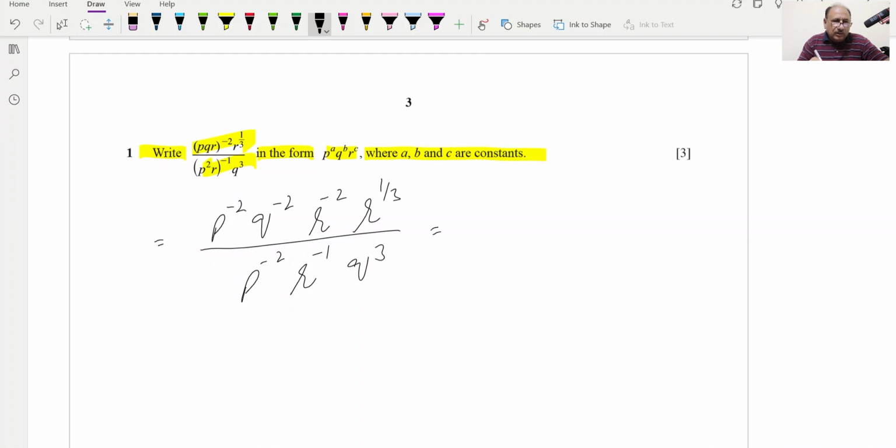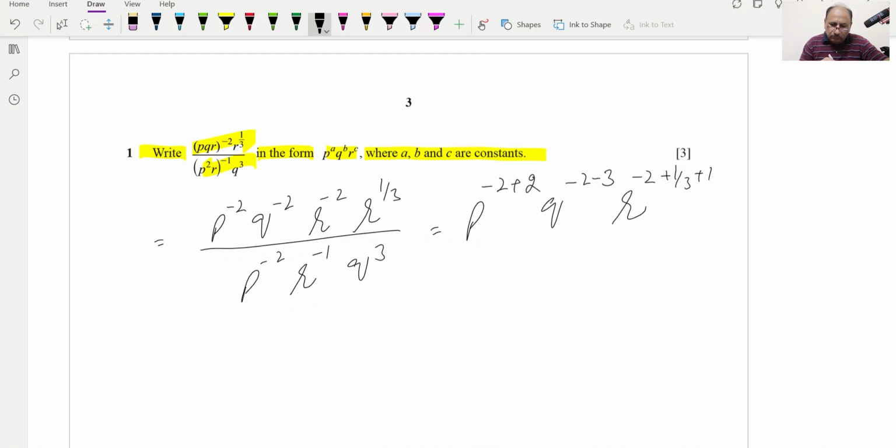Further, we can write everything in the numerator. So p raised to the power minus 2 and plus 2, since we have shifted the denominator's p raised to the power minus 2 to the numerator, and q raised to the power minus 2 and minus 3, and then r raised to the power minus 2 plus 1 by 3 and plus 1. Now this will not be minus 3, this should be plus 1. Basically this is the r value which we are shifting.